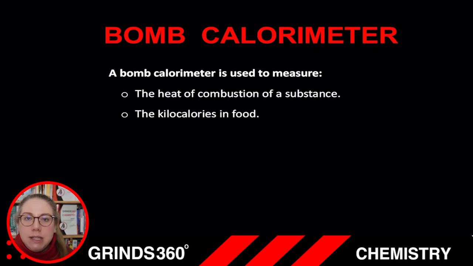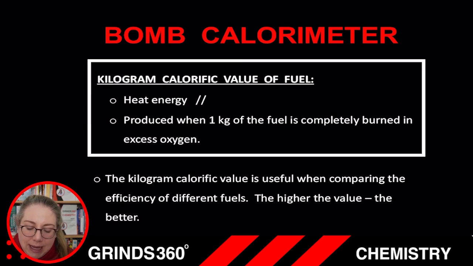Right, so up next, let's talk about the bomb calorimeter. So this idea that we're working out the heat of combustion, well, how do you know what the heat of combustion is? That's where the bomb calorimeter comes in. It is used to measure the heat of combustion of a substance, and it's also used to measure the number of kilocalories in food. So when you look at a food label, the kilocalories that you see actually come from someone putting that food in a bomb calorimeter, literally setting it on fire and looking at how much energy it released.